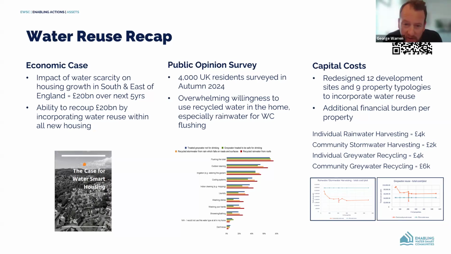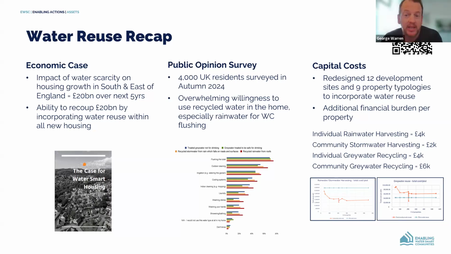We also carried out a public opinion survey of 4,000 UK residents in the autumn of 24, which came back with almost overwhelming willingness to use recycled water, in particular around the use of rainwater for WC flushing, but actually there was still a large proportion interested in the likes of irrigation and cooling systems. You can see a little graphic there, purposely small, but please have a look at this report, which is currently published and on our website.